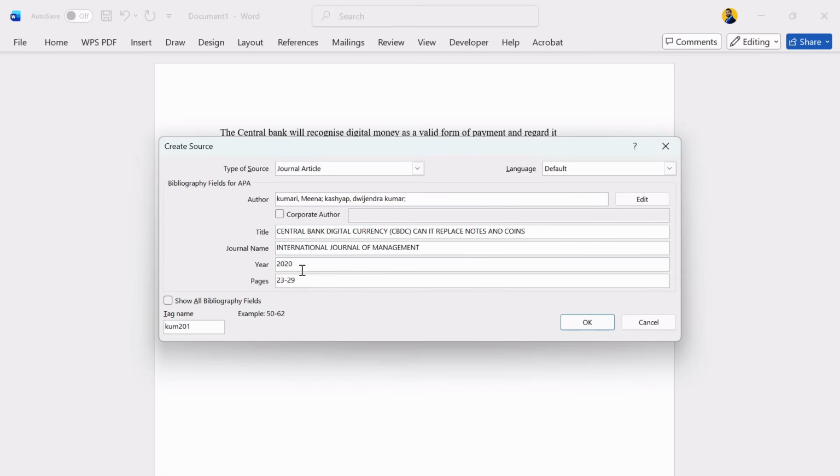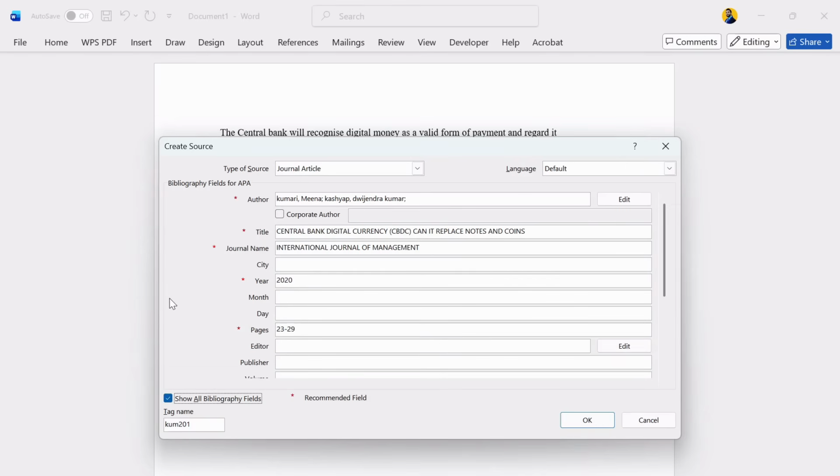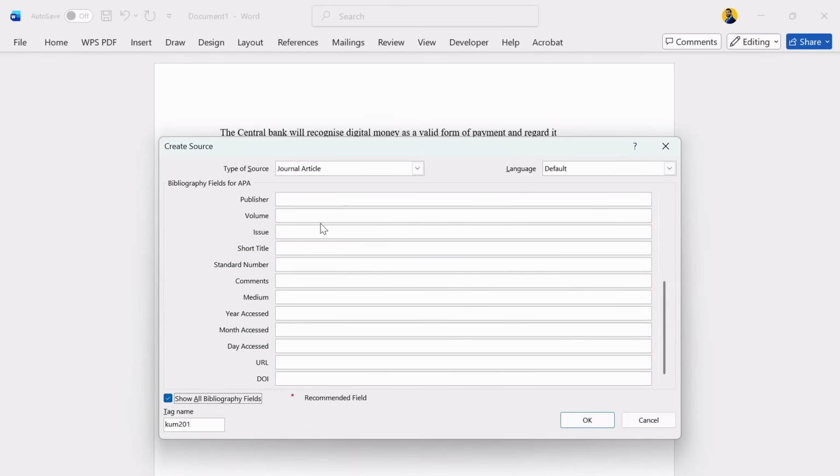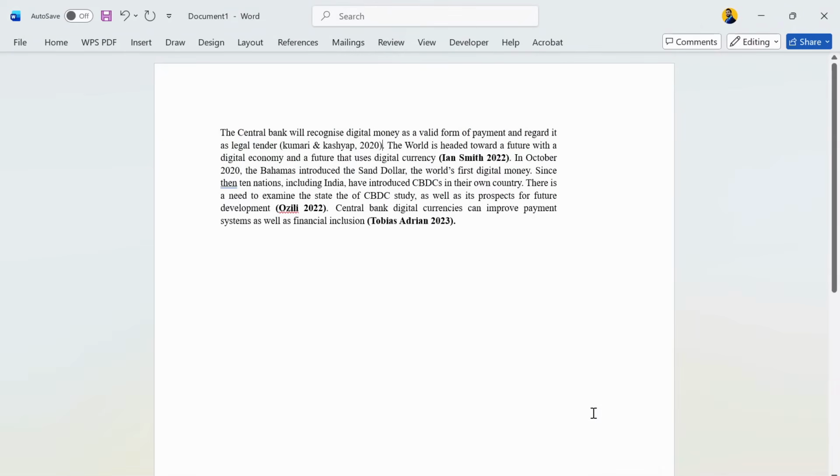As you can see, a volume is also given in the table, but there is no option for it, so don't need to worry. Just click on show all bibliography fields, and then you will get the other fields as well. So here it is a volume, so I will write down volume 21 and click OK. When I click OK, you can see now there is a citation generated.